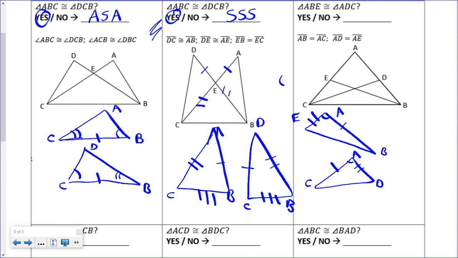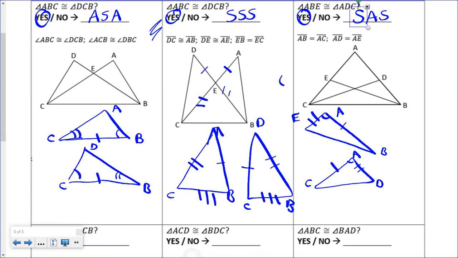Okay, so using the information they provided and the reflexive angle, what do I know about these? Are they congruent triangles? What rule would I use? Side, angle, side. So yes, they are. Side, angle, side.